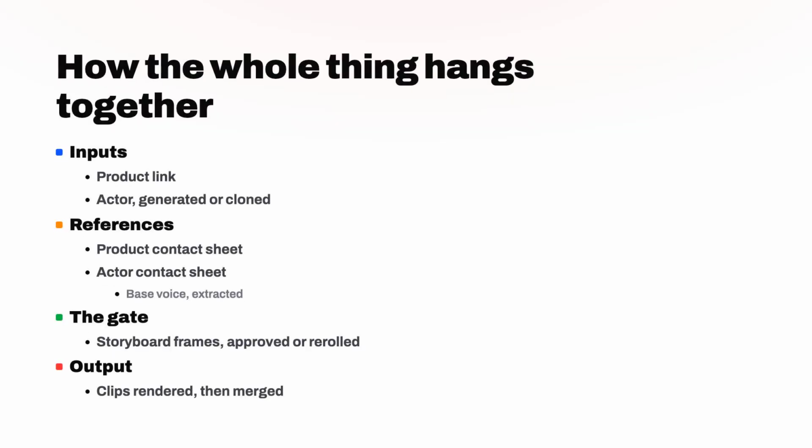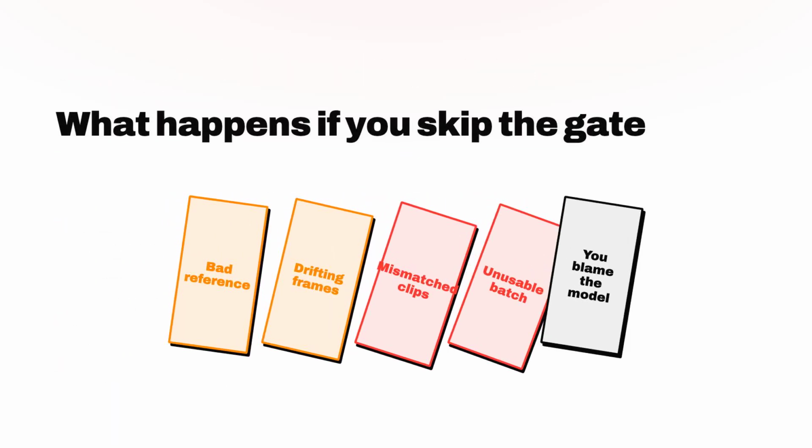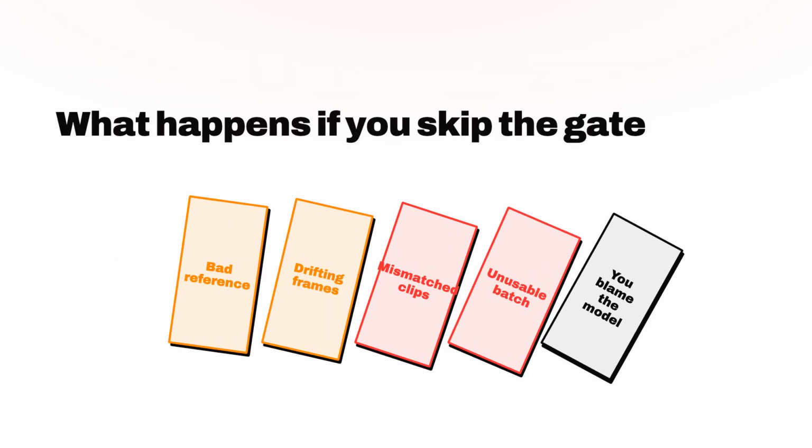That's it. That's the entire trick. Structurally, that's how the whole thing hangs together. Inputs, references, the gate, output. 4 blocks, and the gate is the only one that needs you. And here's how it falls apart if you skip it. One bad reference knocks over everything after it, and at the end you'll blame the model instead of the process.